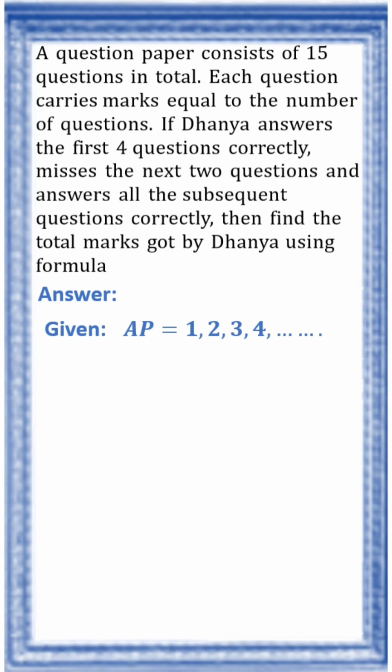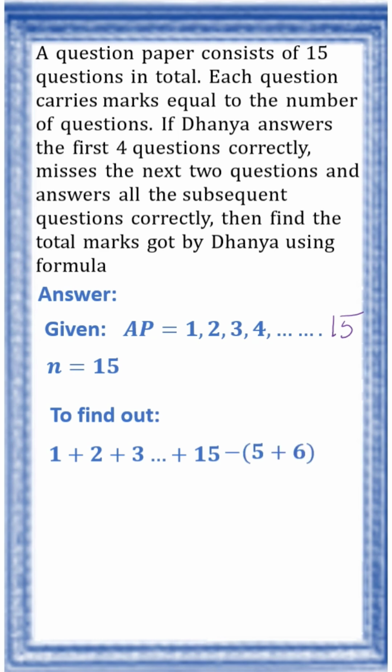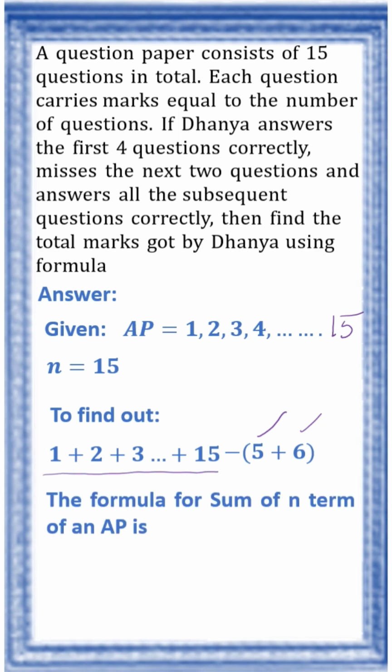What has been given? AP 1, 2, 3, 4 up to 15. Last term here is 15, so the number of terms is 15. To find the total marks got by Danya, we have to find the sum up to 15 terms minus 5 plus 6, because she missed these 2 questions. Now let us find the sum of first 15 terms by using the formula Sn is equal to n into n plus 1 by 2.